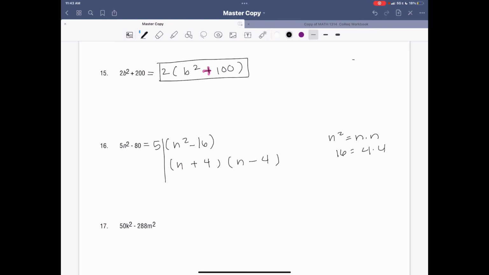So at the very end, the very last step is to put it all together. So it's 5 times n plus 4 times n minus 4. You do not need to put that multiplication sign there, but I do.